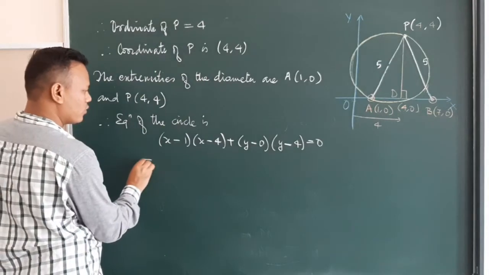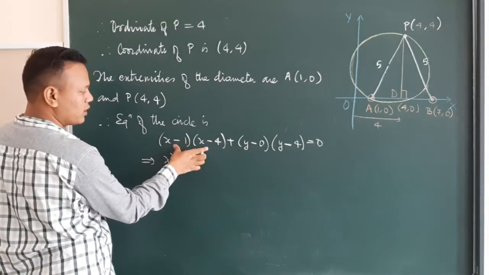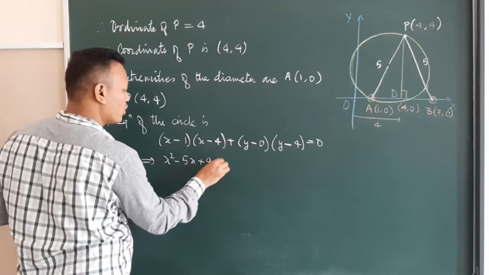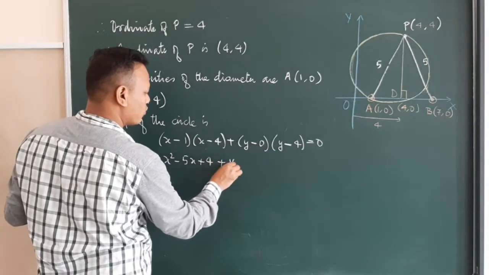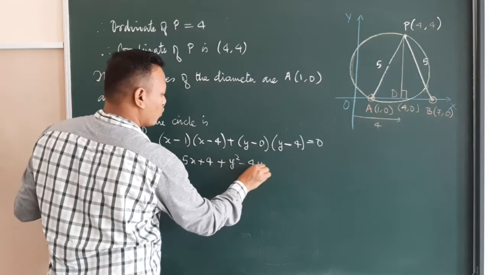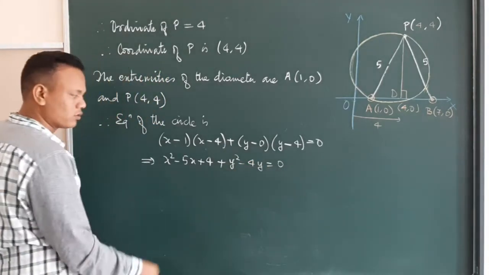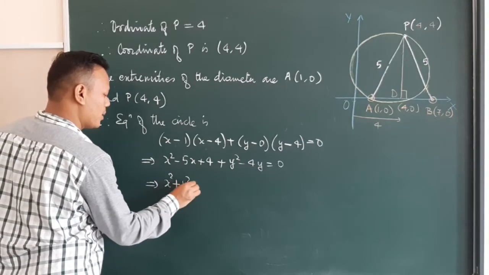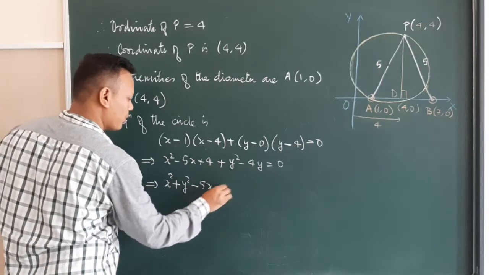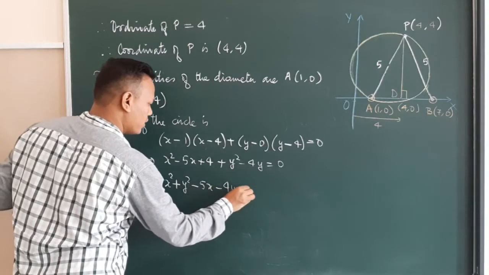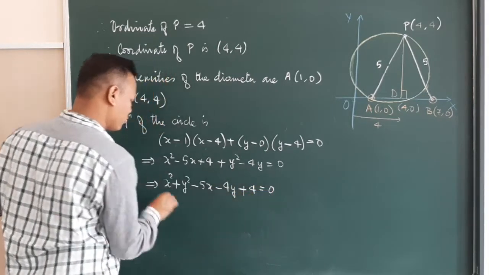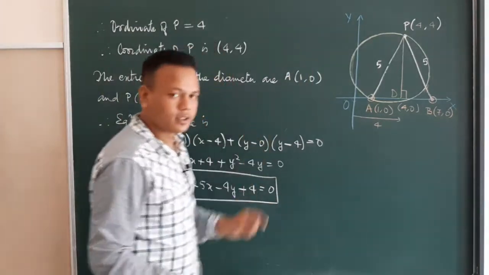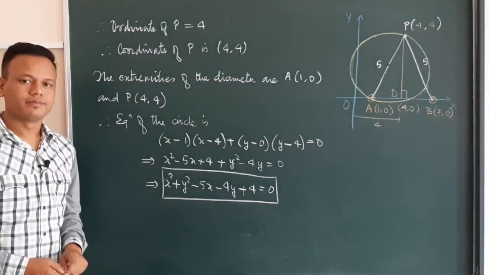Let's simplify this. So this is x square. When you multiply these two, you'll get x square minus 5x plus 4, plus, when you multiply this, you'll get y square minus 4y, equals 0. Okay, so let's rearrange them. So we have x square plus y square minus 5x minus 4y plus 4 equals 0. So this is the equation of this particular circle. Pause the video to note down.